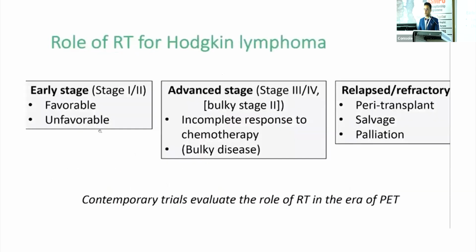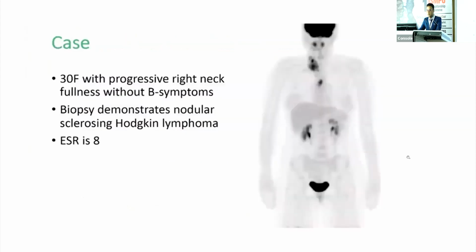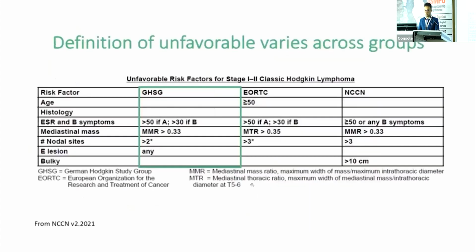So the role of RT in Hodgkin lymphoma is basically across the spectrum, starting from early stage, advanced stage to relapsed and refractory. Starting with early stage, we have a case: a 30-year-old female with progressive right neck fullness without B symptoms, and on PET-CT found to have nodes in the right supraclavicular region and in the superior mediastinum. Biopsy demonstrated a nodular sclerosing Hodgkin lymphoma with an ESR of 8. So often in the clinic, we get this scenario. We need to ask ourselves whether this is a favorable or an unfavorable risk stratification.